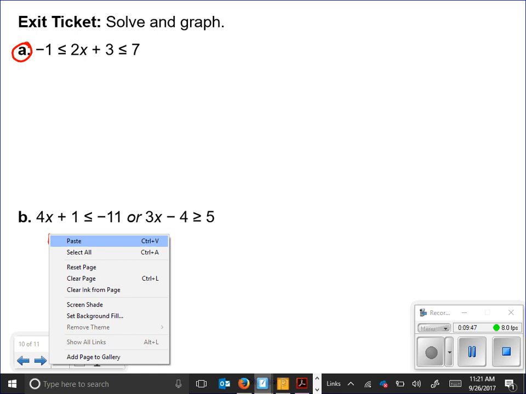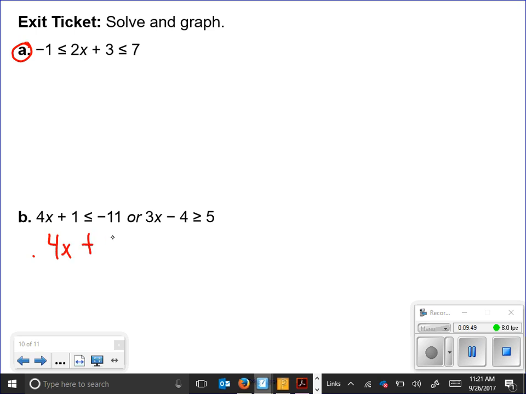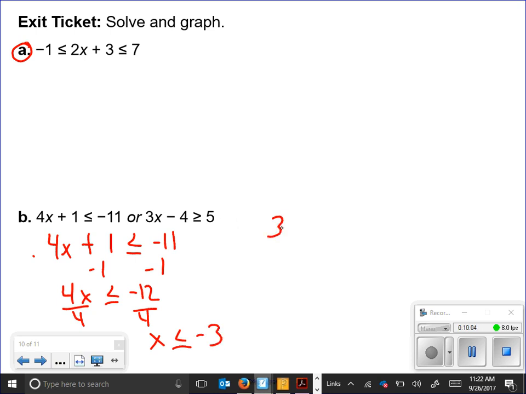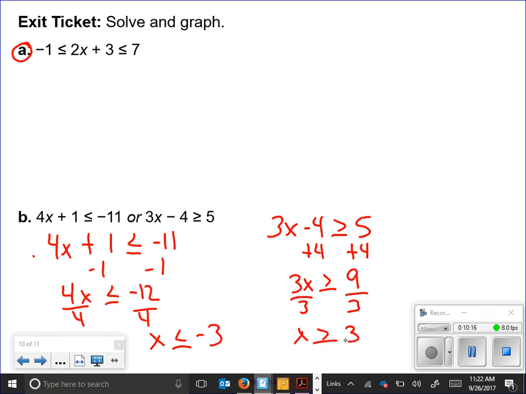So we have 4x plus 1 is less than or equal to -11. So I'm going to solve that. So I have 4x is less than or equal to negative 12, divided by 4. So x is less than or equal to negative 3. And then 3x minus 4 is greater than or equal to 5. So I'm going to add 4 to both sides. 3x is greater than or equal to 9, divided by 3. So x is greater than or equal to 3.